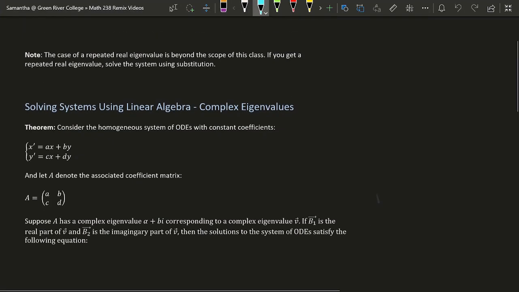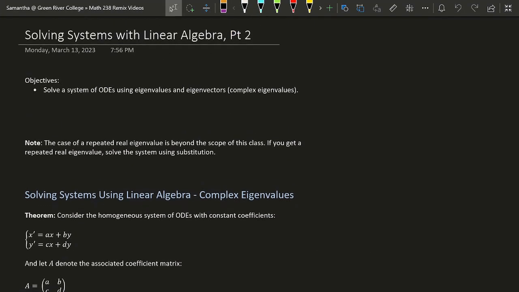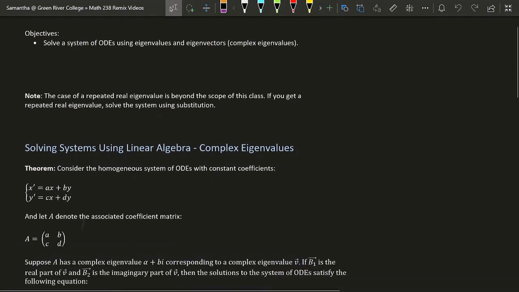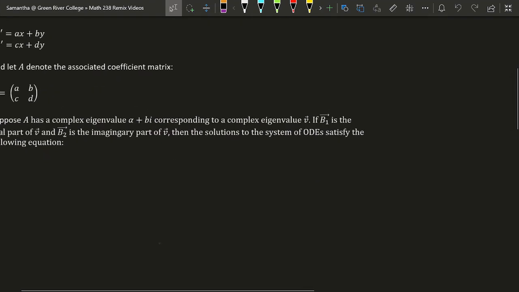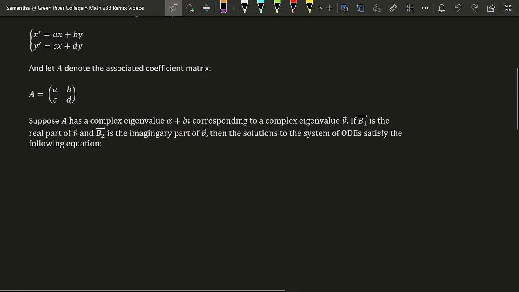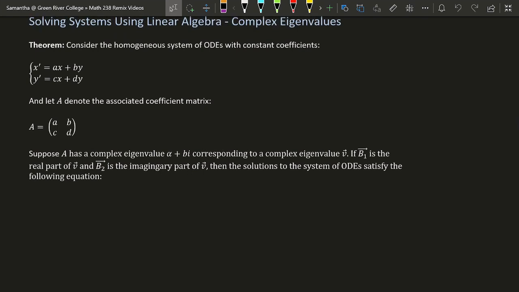Now, to finish up the subject of solving systems of differential equations, I would like to talk about how we solve systems using eigenvalues and eigenvectors, in particular in the case that your eigenvalues and eigenvectors are complex. Now, let's see what happens. I'm going to state the theorem first of all, and then we're going to see what it looks like to use that theorem in practice.